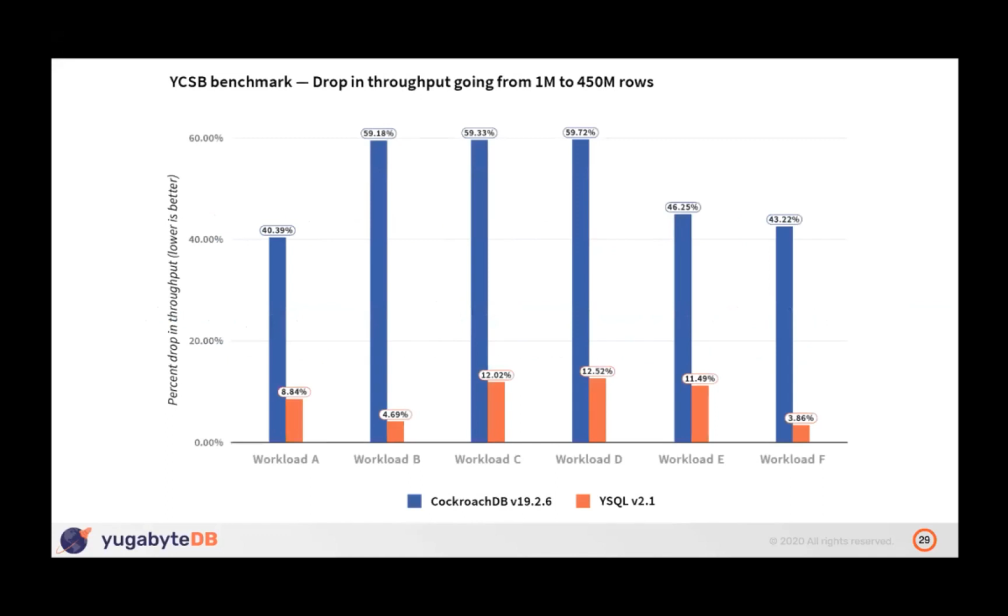So this chart plots the drop in throughput. The blue bar shows the percentage drop that Cockroach experienced when you go from the small data set to 450 million rows, and the orange bar shows the percentage drop in Yugabyte's throughput when you're scaling the data set size. What you notice is that Cockroach drops anywhere from 40 to 60%, depending on the workload, for each of the YCSB workloads, while Yugabyte is more in the 4 to 12% range.